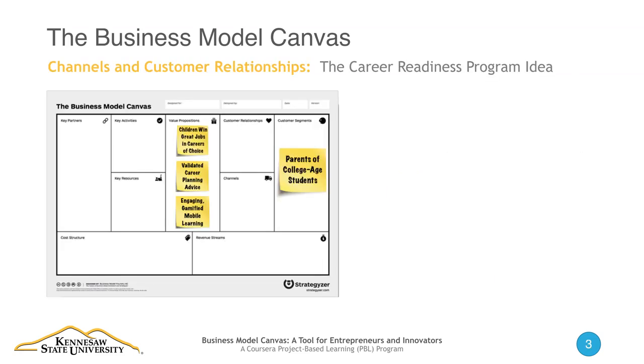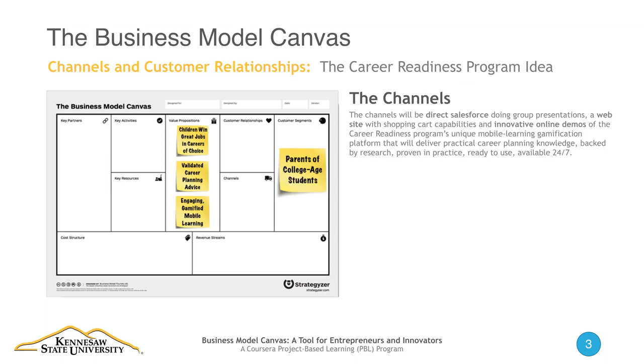Okay, as an example, for my business model canvas project, I'm thinking that the most important channels will be the creation of a direct sales force and an innovative and engaging website that offers program demos that will help parents of college-age students to quickly understand and experience our value propositions.